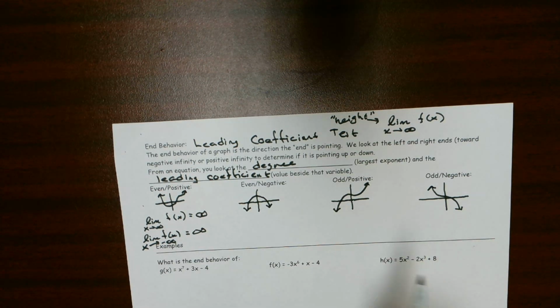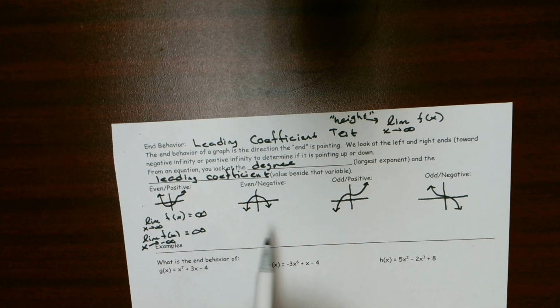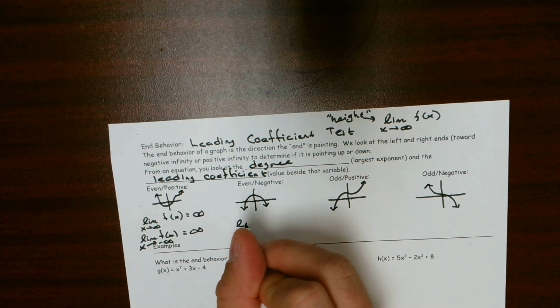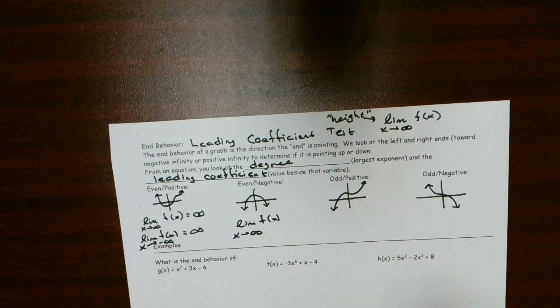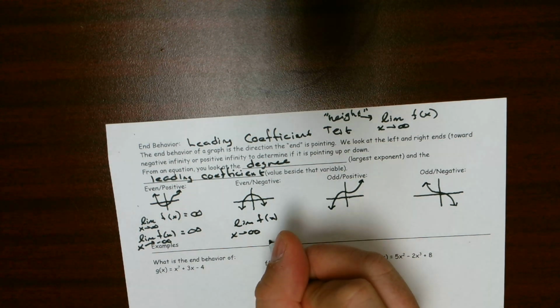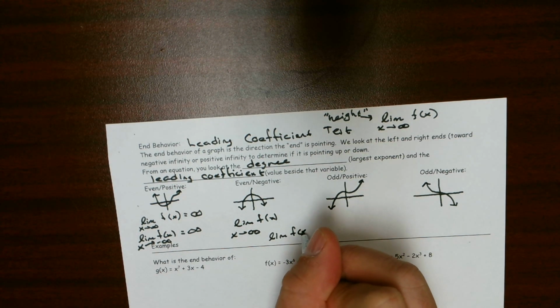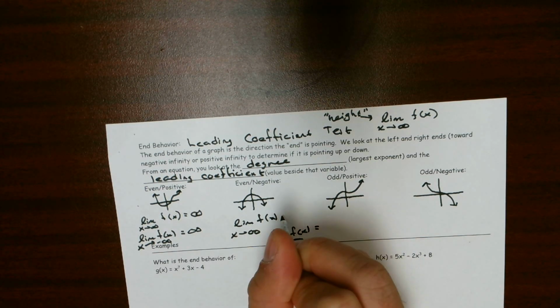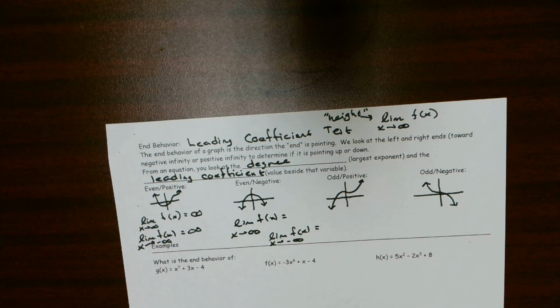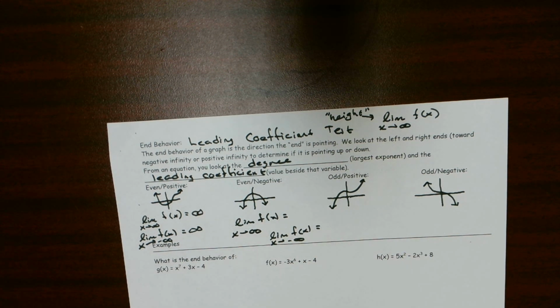So go ahead, take a second, pause your video, and evaluate all of the limits of each function as x goes to infinity, and all of the limits of each function as x goes to negative infinity. Then pause your video, take a second, get the next 6 limits done.